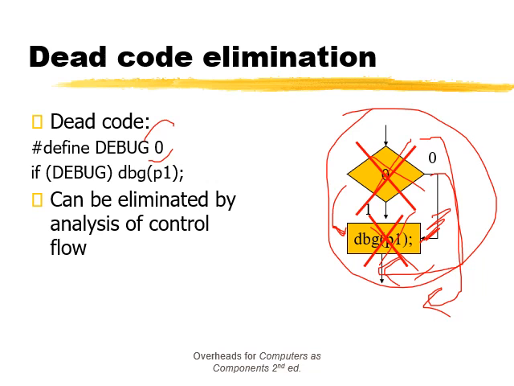Some dead code may be introduced by the compiler. For example, certain optimizations introduce copy statements that copy one variable to another. If uses of the first variable can be replaced by references to the second one, then the copy statement becomes dead code that can be eliminated. Let's move on to the next slide.